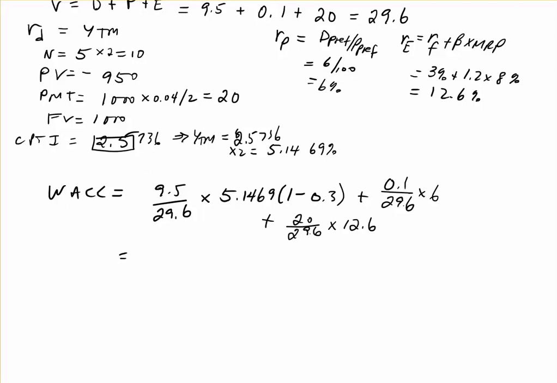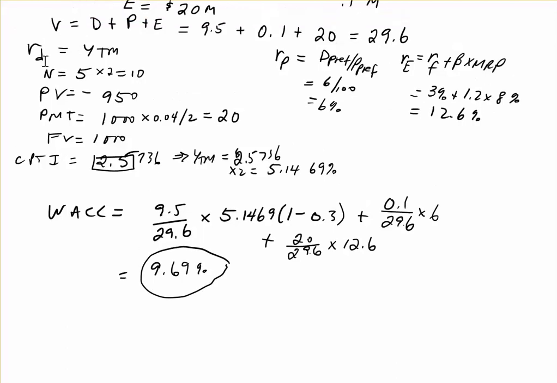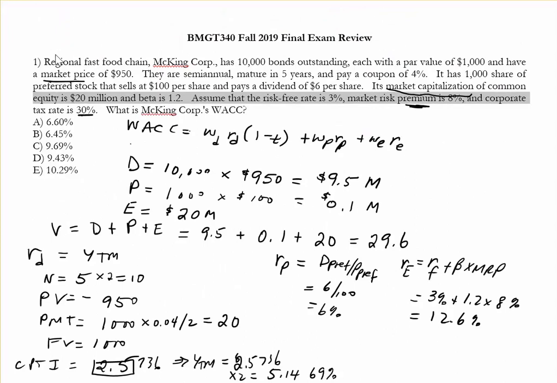All right, you put all that together, and we get 9.69% is the weighted average cost of capital. Let's look at the top to see that that option is there, and there it is. So our answer is C for this question.